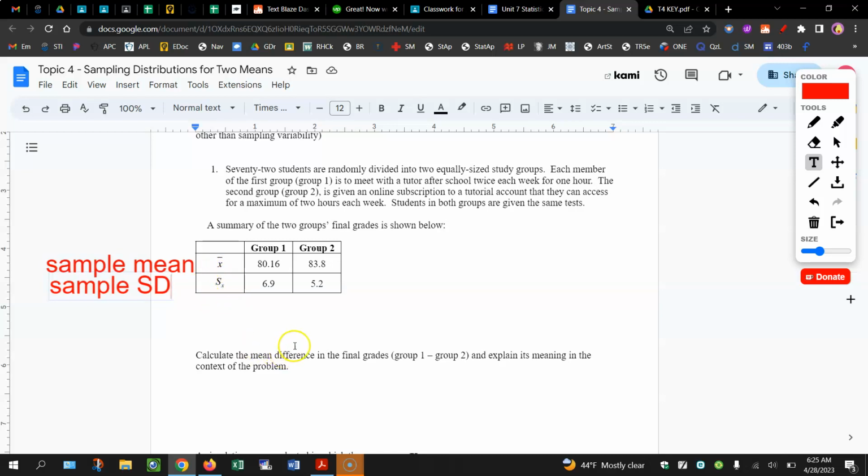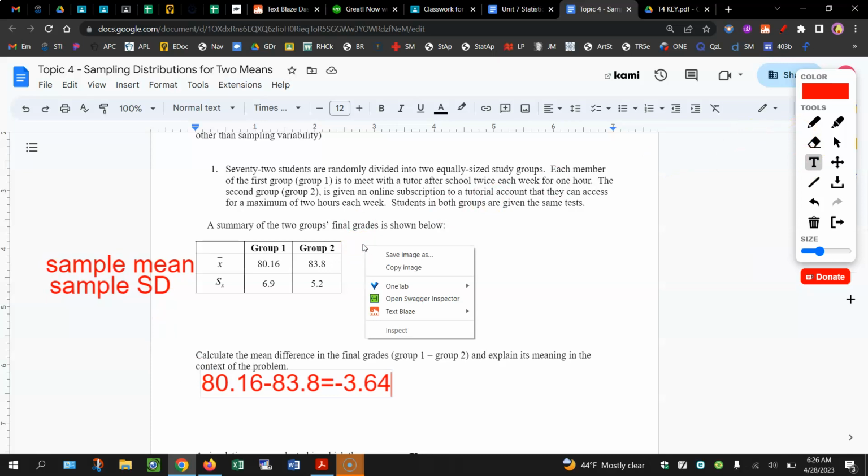So when it says calculate the mean difference in the grades, what you have to do is utilize the grade. They're telling you which order to do it, group 1 minus group 2, and explain its meaning. So group 1's mean 80.16 minus group 2's mean 83.8 equals negative 3.64. So that's the mean difference, and then explaining its meaning in context.